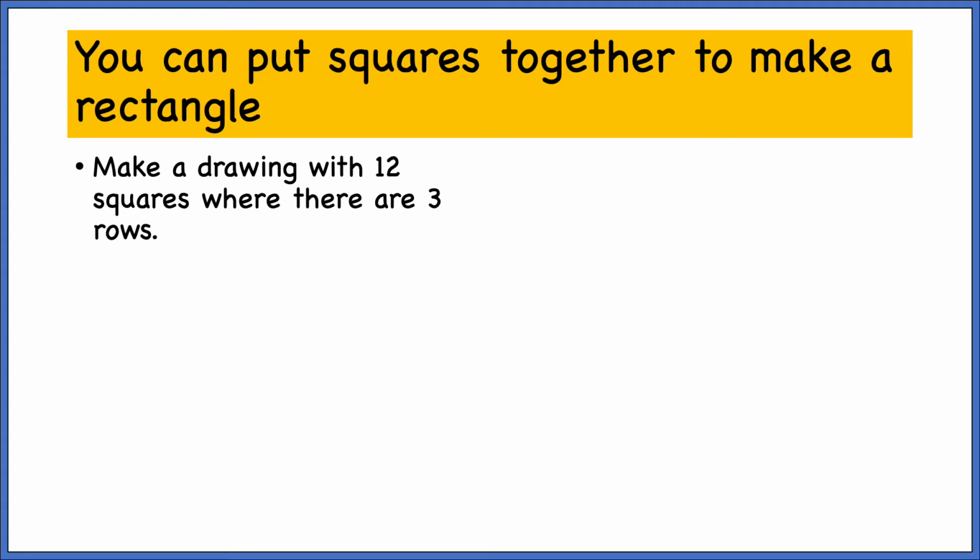Make a drawing with 12 squares where there are 3 rows. So we looked at one where there were 12 squares in one row, and then 12 squares across 2 rows, 6 top and bottom. Make one, use pen and paper, where there are 3 rows. How many squares would be in each row?